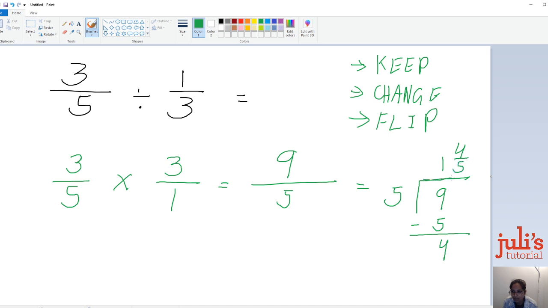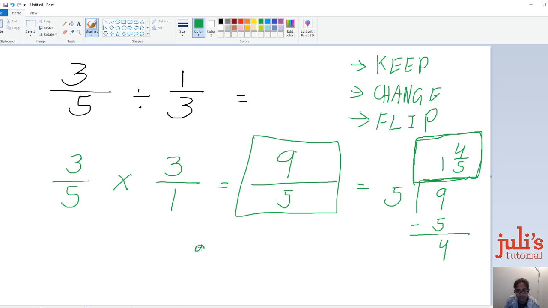Did I teach you guys how to do this portion? How to change it into a mixed number yet? 1 and 4/5. Okay, or 9/5 is enough. You could just leave it as 9/5 for now, and that's the correct answer. Alrighty?